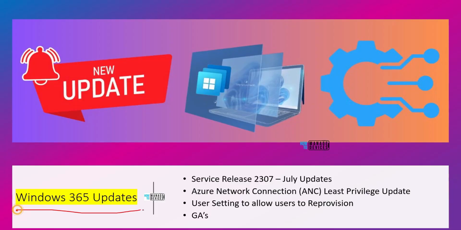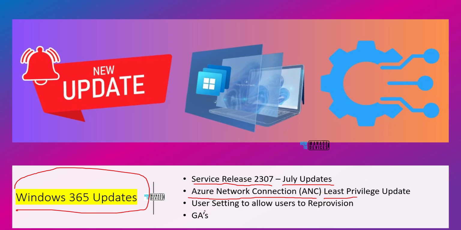So let's look into Windows 365 updates. We are going to concentrate on the new features which are released as part of service release 2307. This is the July release. There are some enhanced security options in terms of RBAC. That is something we are going to look into.